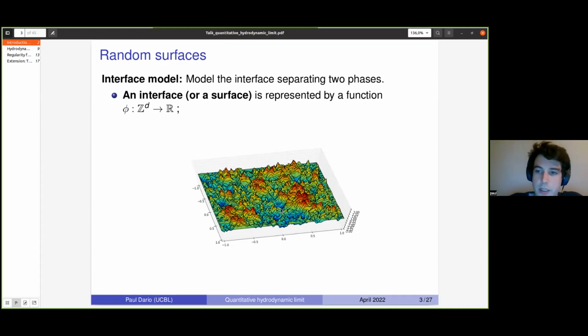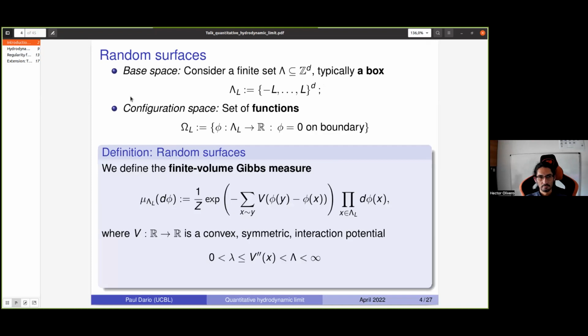So what we will do is put a probability measure on this set of surfaces. I will explain on the next slide. Then you sample a surface or a function, it's the same thing, according to your measure, and you want to study how your system behaves over large scales. This is a standard technique in statistical physics.